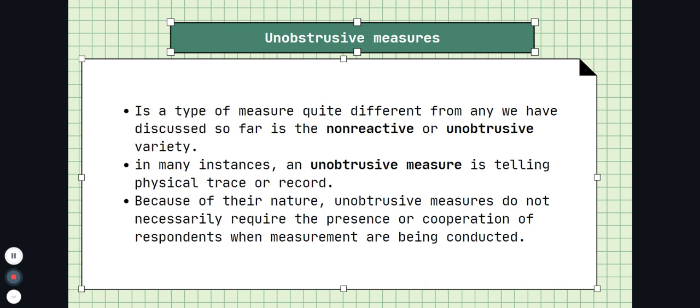So next is the unobtrusive measures. It's a type of measure quite different from any we have discussed so far. It's the non-reactive or unobtrusive variety. In many instances, an unobtrusive measure is a telling physical trace or record. In one study, it was garbage, literally, based on Cote et al. 1985. Because of their nature, unobtrusive measures do not necessarily require the presence or cooperation of respondents when measures are being conducted.